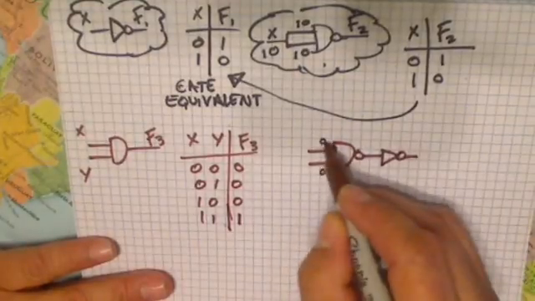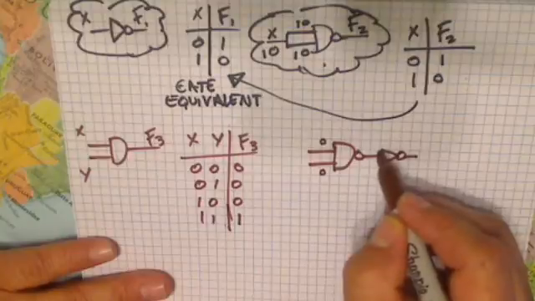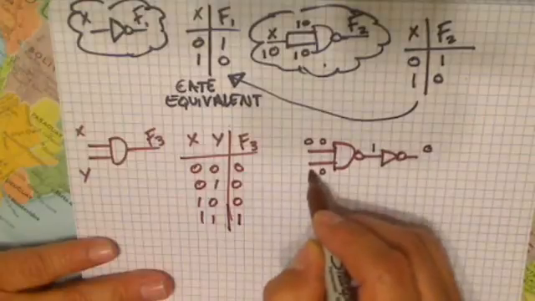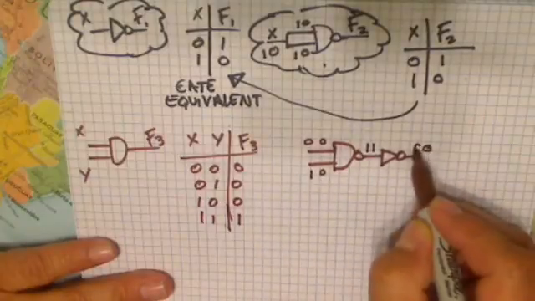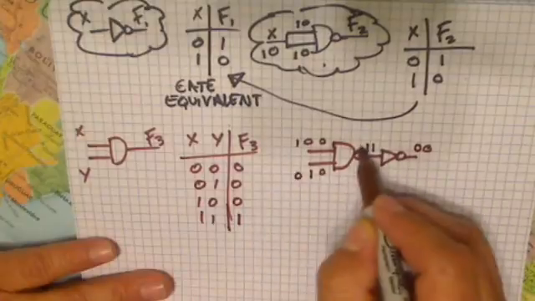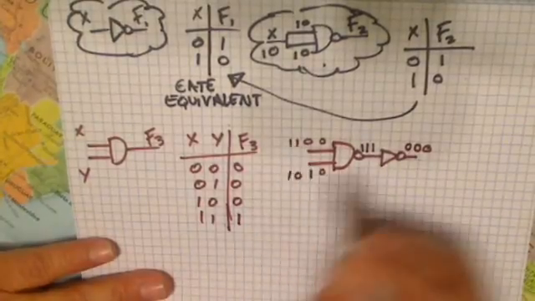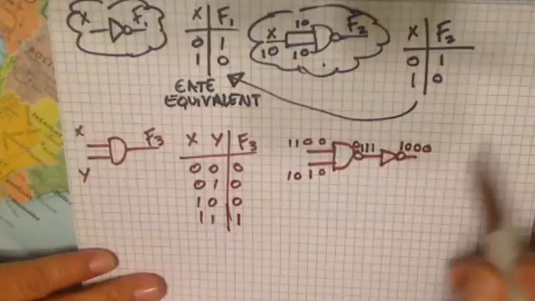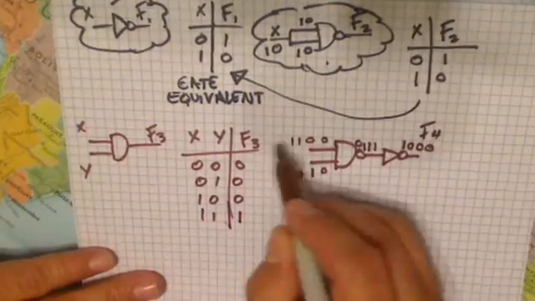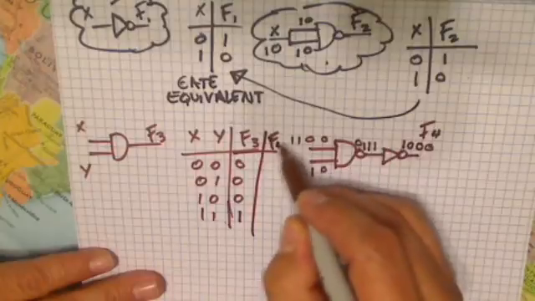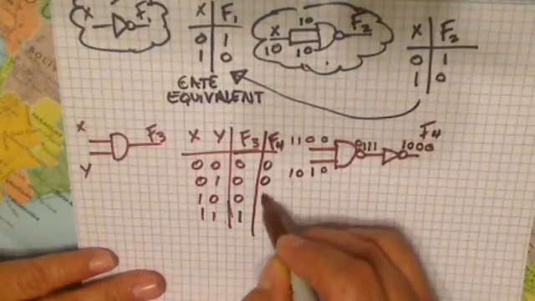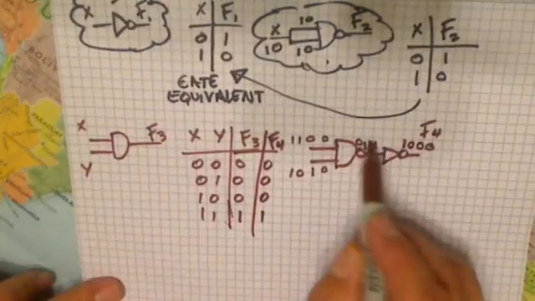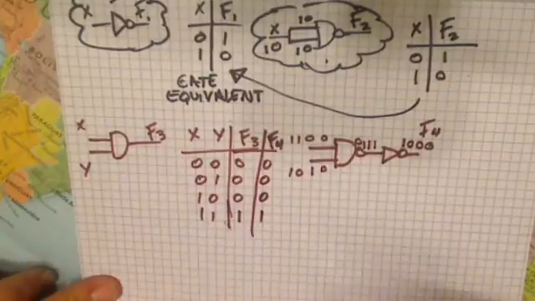0, 0: 0 NAND 0 produces a 1, which then inverted produces a 0. 0, 1 produces a 1, which then inverted produces a 0. 1, 0 produces a 1, which then inverted produces a 0, and 1, 1 produces a 0, which then inverted produces a 1. So this truth table, if we call this F4, produces 0, 0, 0, 1. Therefore, F3 and F4 are equivalent. Therefore, we can say that this is an AND gate.